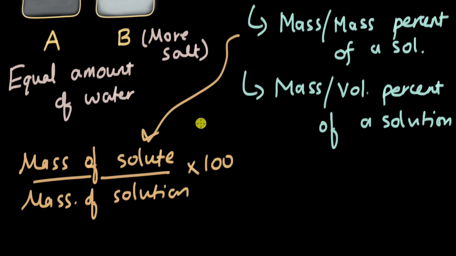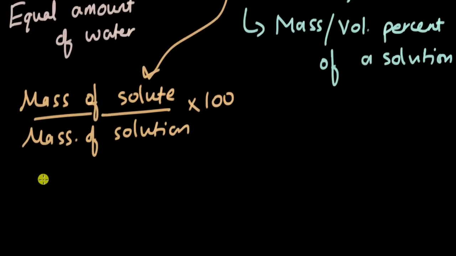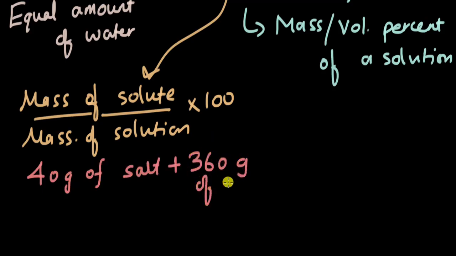Let's take a quick example. So let's say we are mixing 40 grams of salt with, let's say, 360 grams of water. And now if you want to calculate the concentration of this solution, 40 grams of salt and 360 grams of water, and we want to represent it in terms of mass by mass percent, then we can use this relation and calculate it.